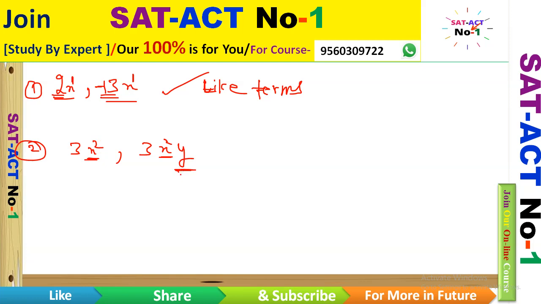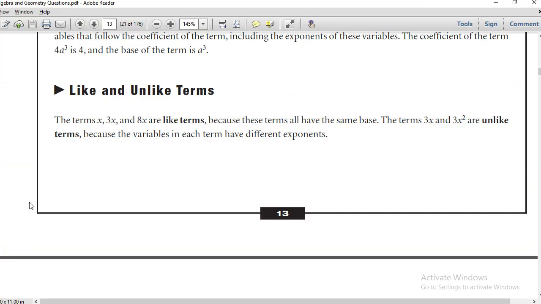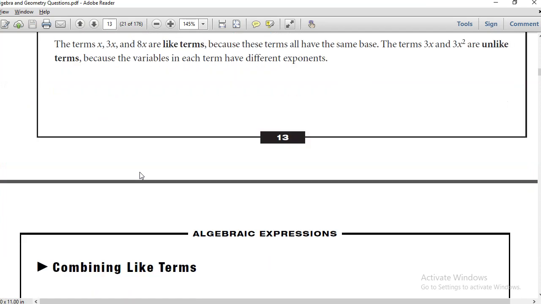But the condition is what? The condition is that every single term has to have an equal number of variables, and the degree also has to be equal. That means we cannot say these both are like terms, so we call them unlike terms, right students? So I hope you now understand what is called like and what is called unlike terms. So let's move to the next point.